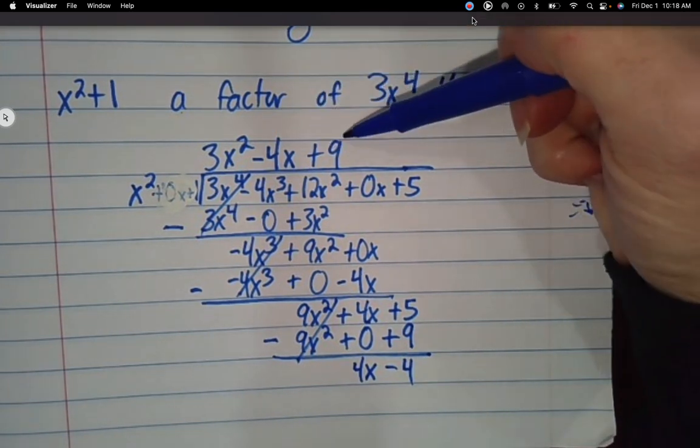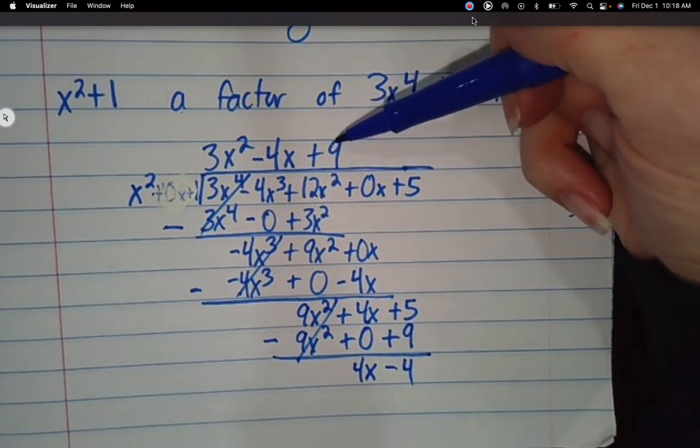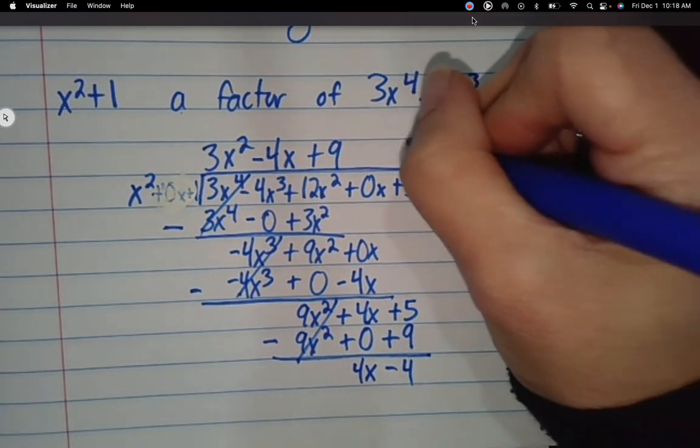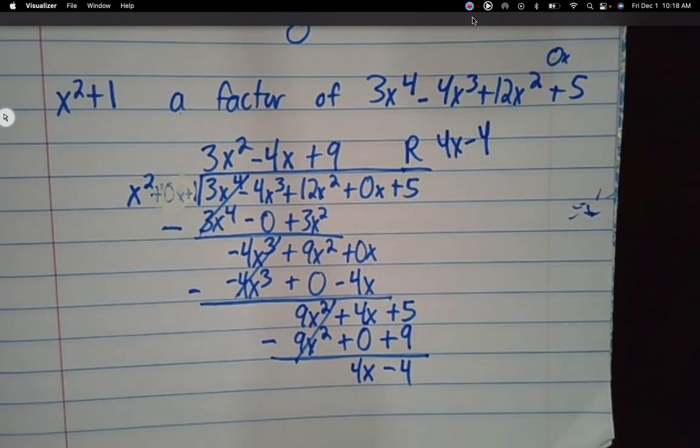Once you get to a constant number, you're done. Like once I run out of x's up here, you can't go any further. So it has a remainder. So is it a factor? No. All right, we'll do another one. It's 4x minus 4. The remainder is that whole thing, 4x minus 4.